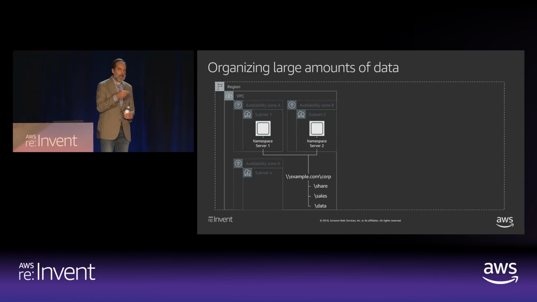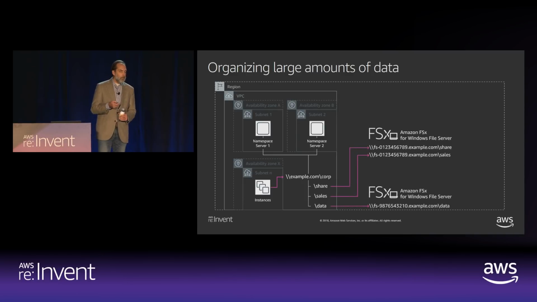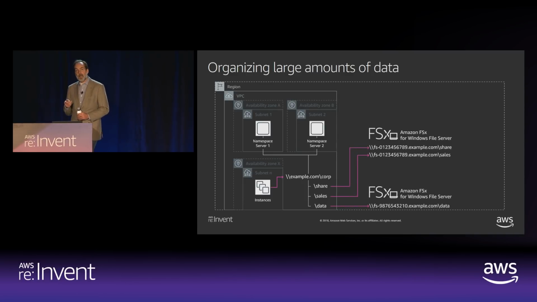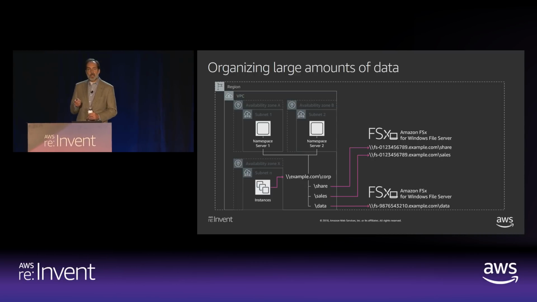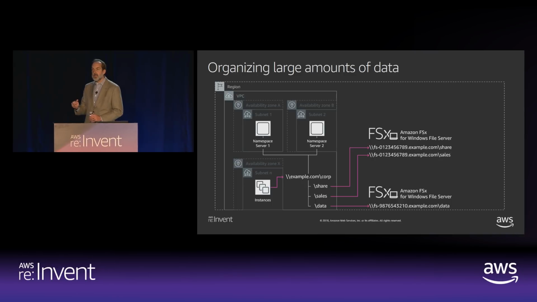Your clients would be able to access this namespace using its name. And then you can have multiple file systems or multiple file shares underneath that single namespace. So this is how you can actually have, with 64 terabytes per file system, multiple file systems under a single namespace. This allows you to have up to 50,000 file shares under a single namespace, which allows you to grow up to, say, 3 exabytes of data under a single namespace.